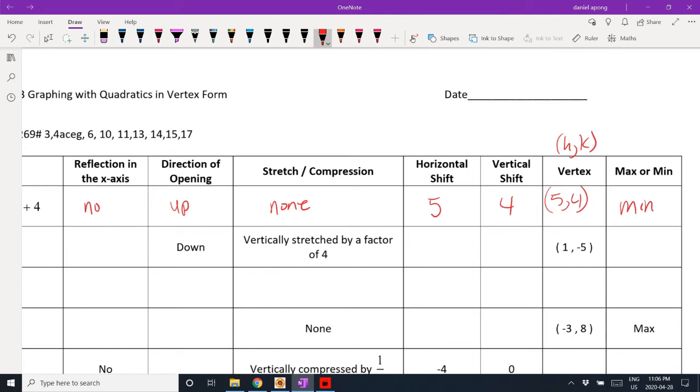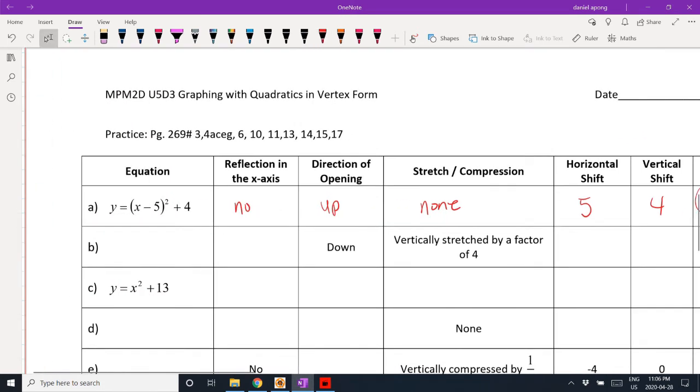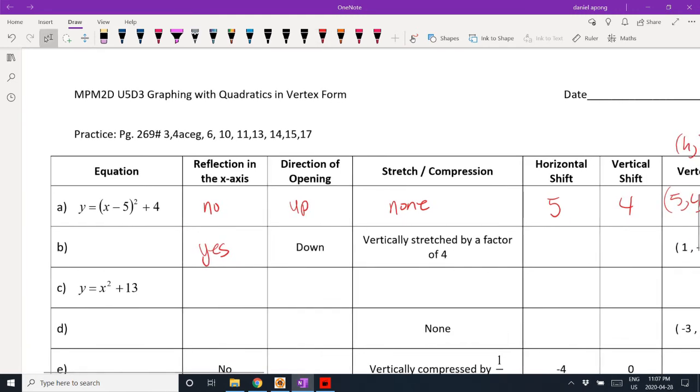Okay, let's try this next one over here. B. We have to come up with our own equation. So it says it's opening down. So that means there is a reflection. So this is yes. And it says it's vertically stretched by a factor of 4. So it means A is equal to 4. And since it's negative, it's going to be negative 4.